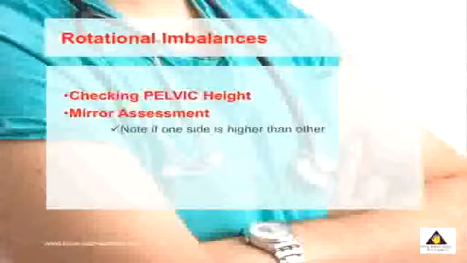All you're doing is looking at your pelvic height. So all you do is look in a mirror and note if one side of your pelvis is higher than the other. Now, there are two landmarks that you can use. The first is what's called the ASIS, which are the bumps on the front of your pelvis, or alternately, you can just place your hands on top of your hips.